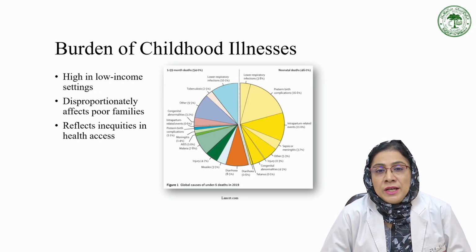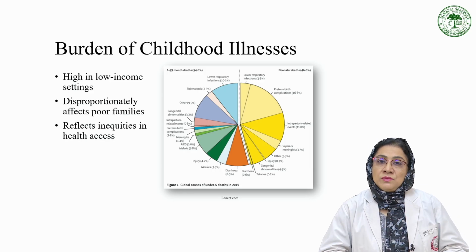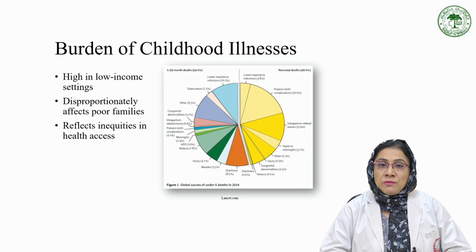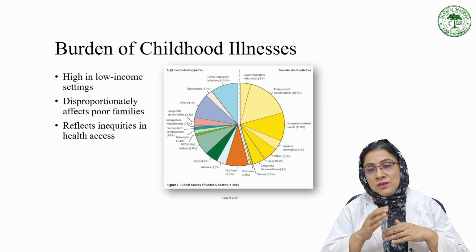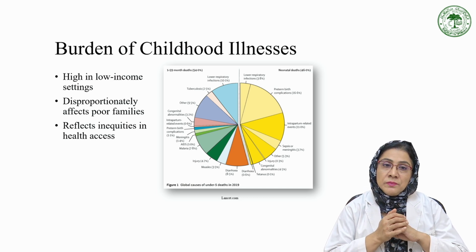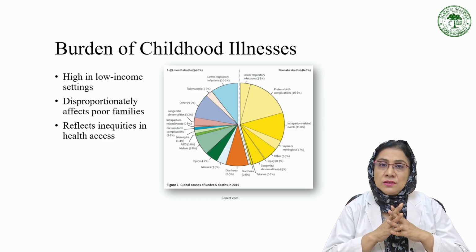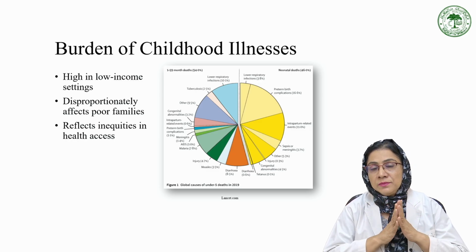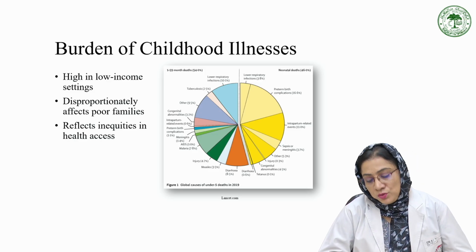The burden of childhood illness is heaviest in low-income settings, where health systems are weak and social determinants create additional risks. Poor families bear the brunt, as illness exacerbates financial strain through treatment costs and lost income. Children from disadvantaged households are more likely to die or suffer complications. This reflects broader inequities in health access, making childhood illnesses both a health and social justice issue.